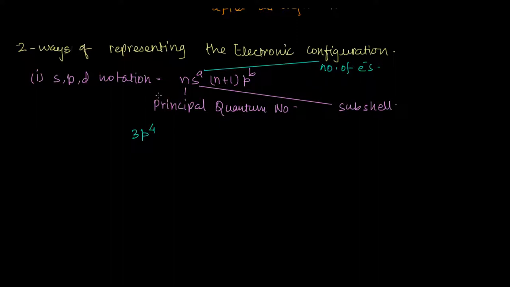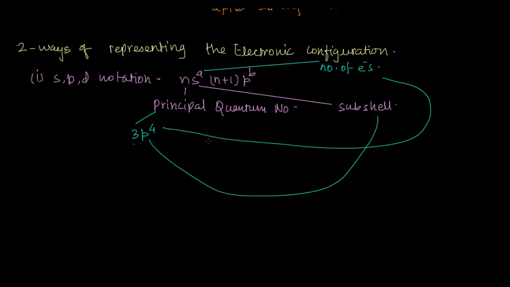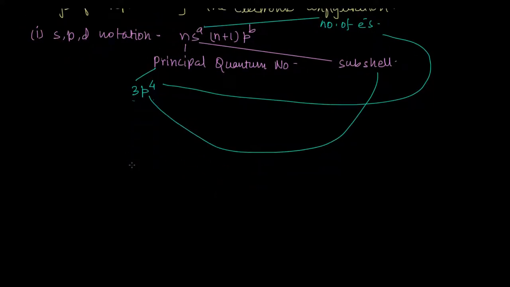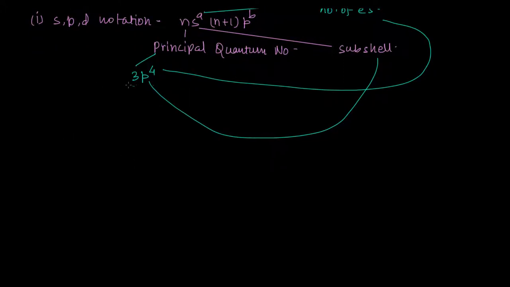Now using Hund's rule, you have to work out on your own that 3px has 2, 3py has 1 and 3pz has 1, right? Because 3 must have gone to the separate px, py, pz, and then the fourth must have been paired. So this represents the number of electrons, and this represents the subshell. This is not as detailed as to show you what is happening at the orbital level.